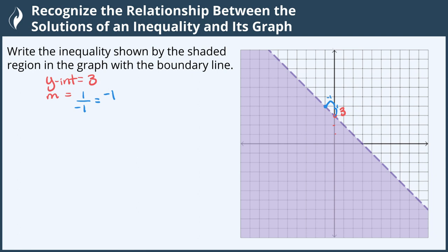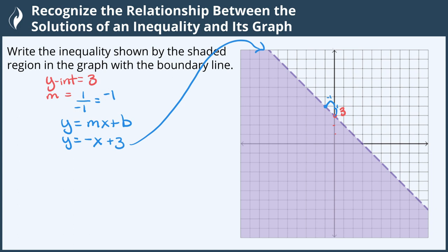Now that we have our two things, we have the equation of the boundary line. y equals mx plus b, and we know that the m is the slope, so it's negative 1 times x, which is negative x. Plus b is the y-intercept, so it's plus 3, as it is positive 3. And this is the equation of the boundary line right here.